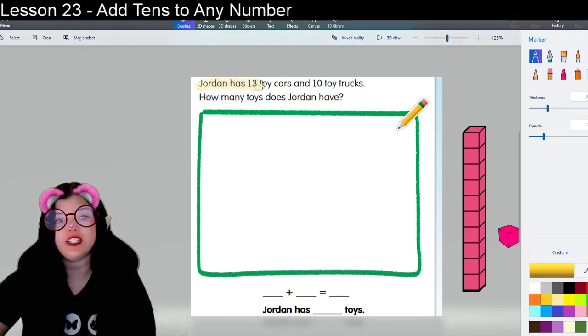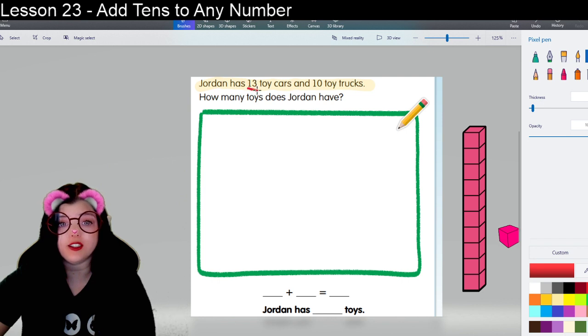Jordan has 13 toy cars and 10 toy trucks. So let's look at that. We know that Jordan is our character, and Jordan has 13 is the number, toy cars is the object. And there's an important math vocabulary word. 10 is the number, toy trucks is the object. So again, Jordan has 13 toy cars and 10 toy trucks.